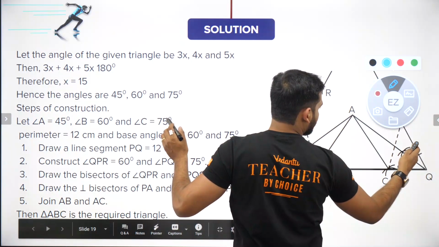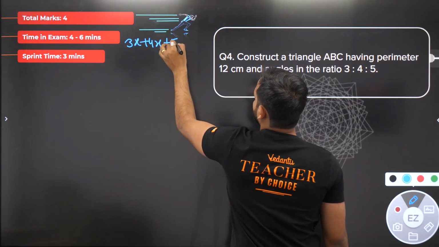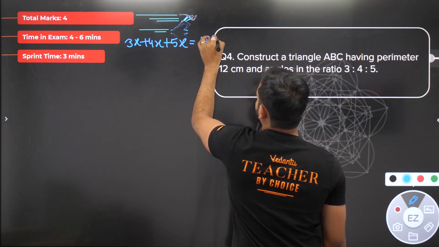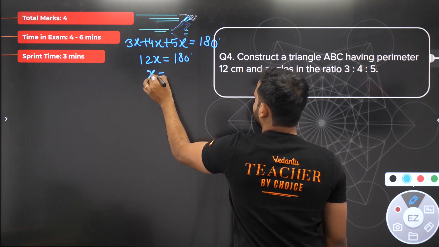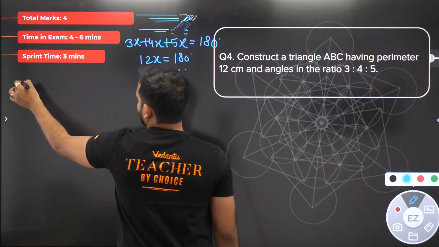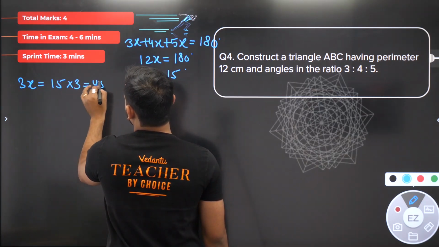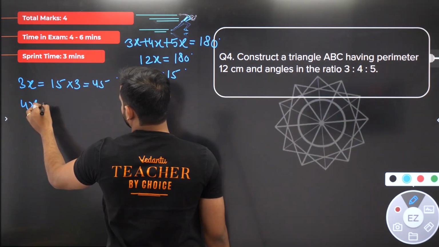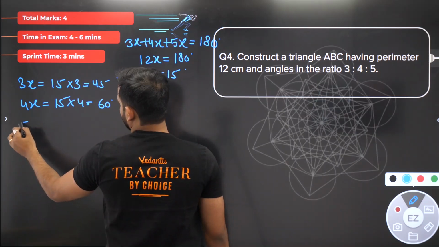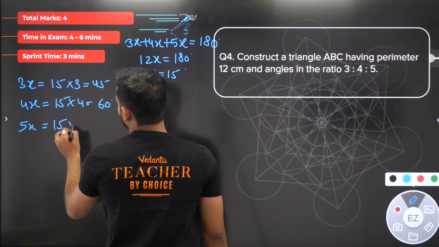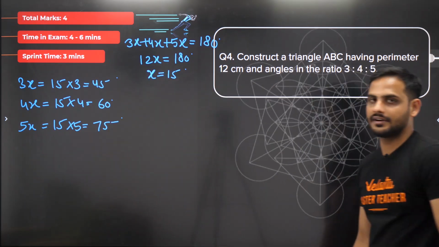We know that the angles are in the ratio 3:4:5. So I can say the angles will be 3x plus 4x plus 5x is equal to 180 degree. That means 12x is equal to 180 degree, so x is equal to 15 degree. So 3x, the first angle, will be 15 into 3, which is equal to 45 degree. Then 4x, 15 into 4, 60 degree. And 5x, 15 into 5, which is 75 degree. These will be your three angles.